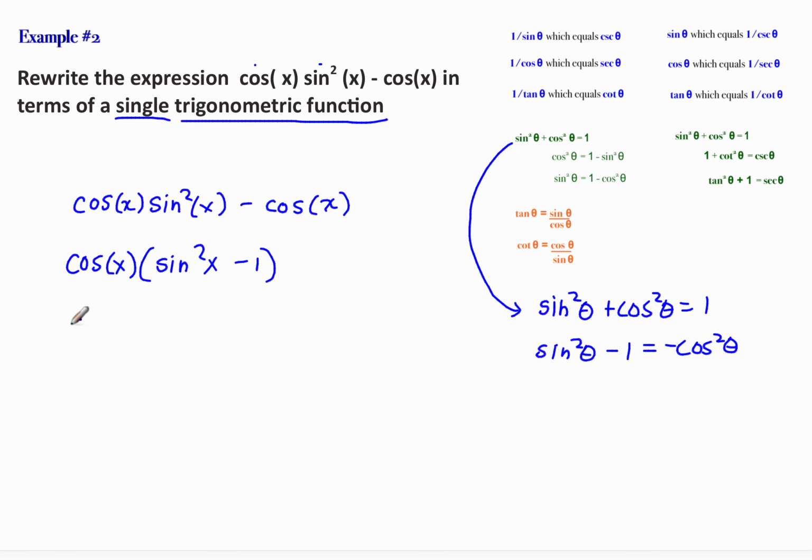So over here, I'm going to substitute in negative cosine squared, and this time we're using x's over here. So this can be rewritten as negative cosine cubed x. There, we did it in a single trigonometric function.